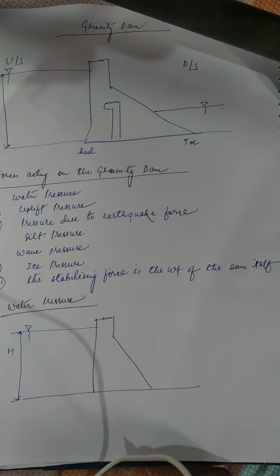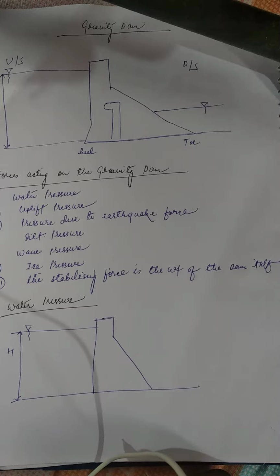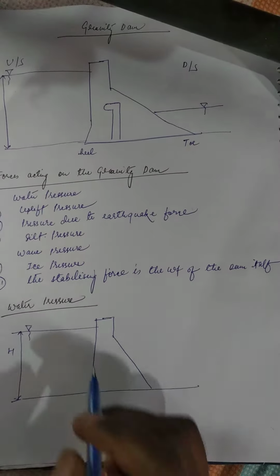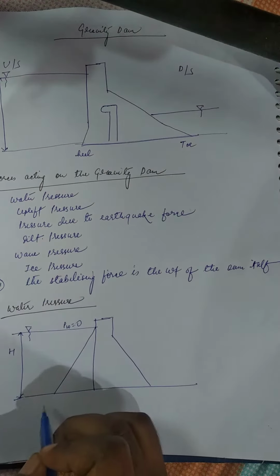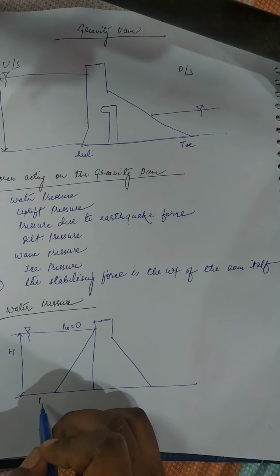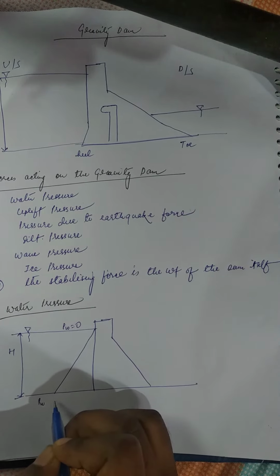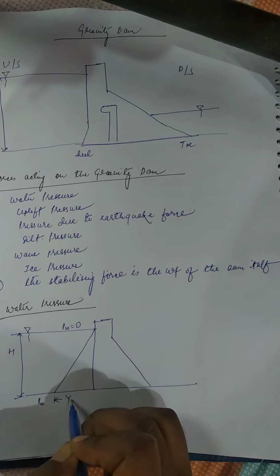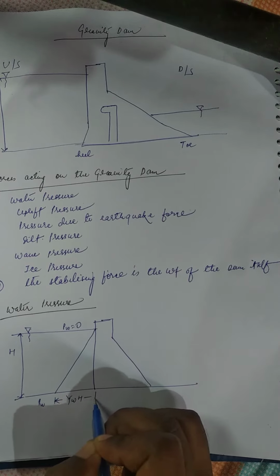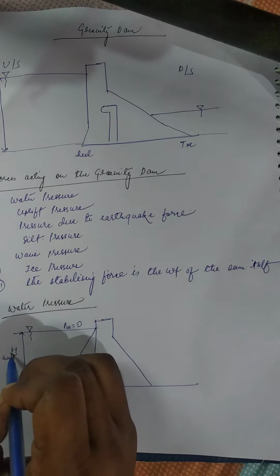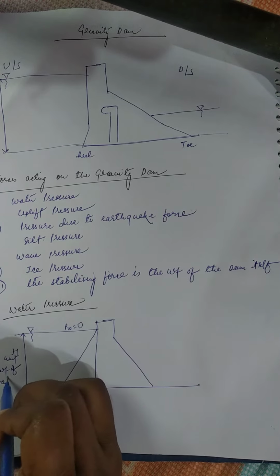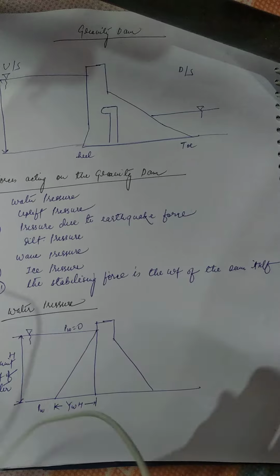So the pressure variation will be linear. As we go downward inside the water, the pressure increases and its variation will be linear like this. Here the pressure is 0. Here the pressure is this much, gamma W into H. Here gamma W is the unit weight of water. I think everybody is aware of that.